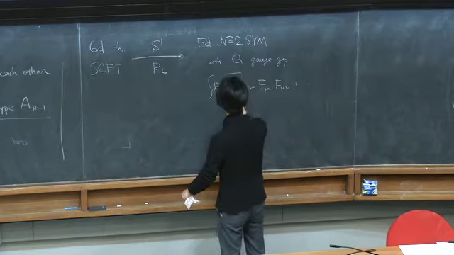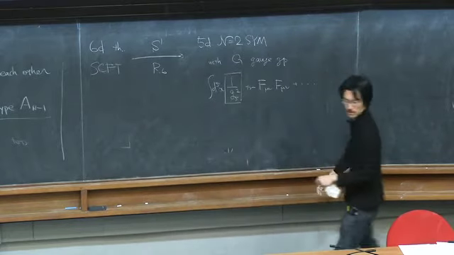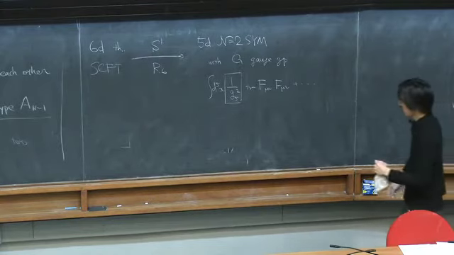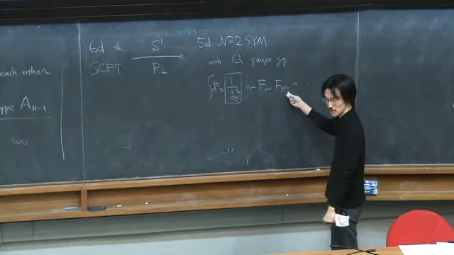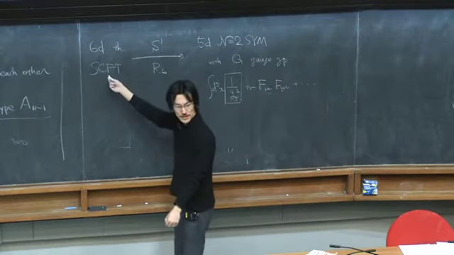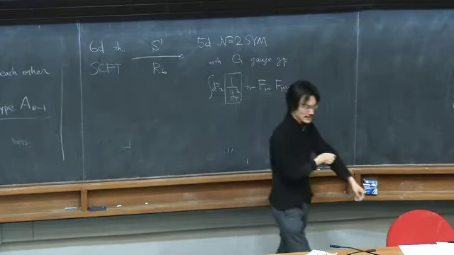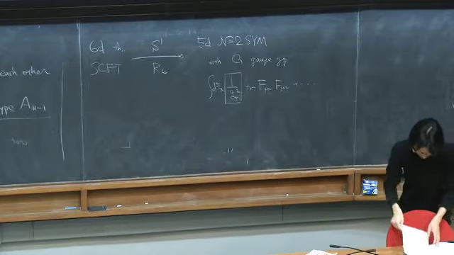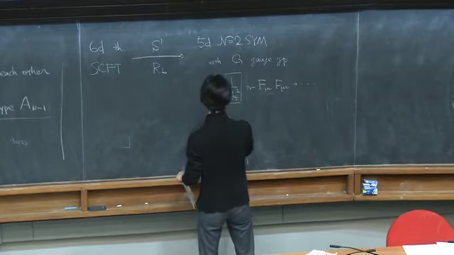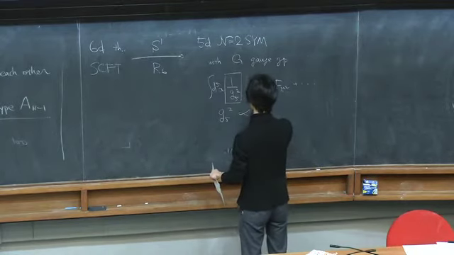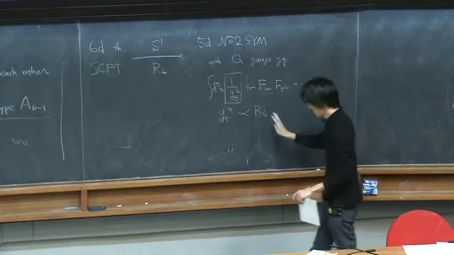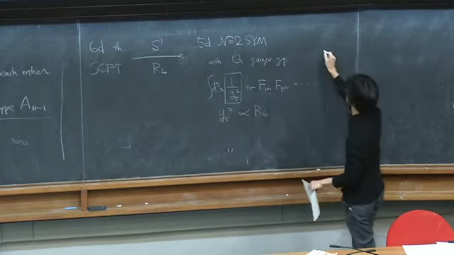So what would this gauge coupling be? In 5 dimensions, this is dimension 4, and this is dimension 1. The original SCFT doesn't have any mass scale. Therefore, the only sensible thing to write down is that this G5 squared is proportional to R6. I will fix the coefficient later.